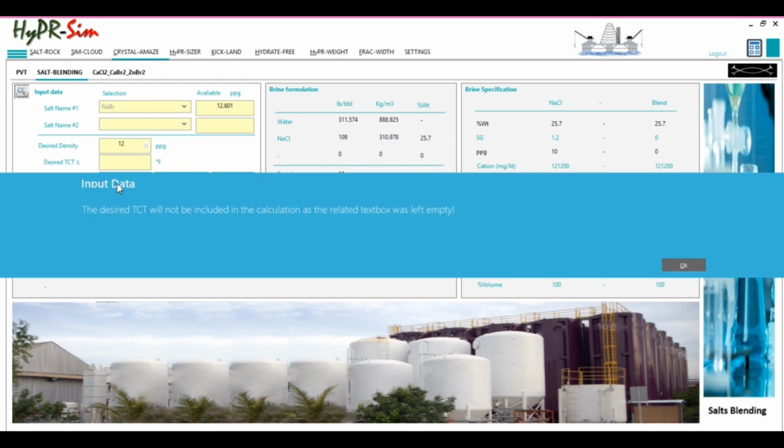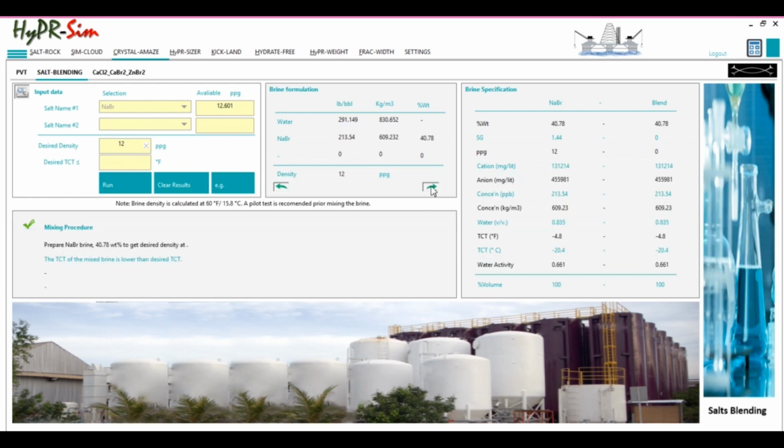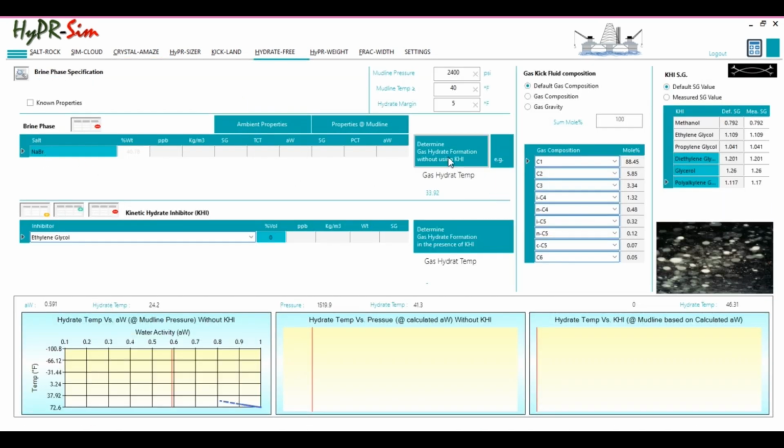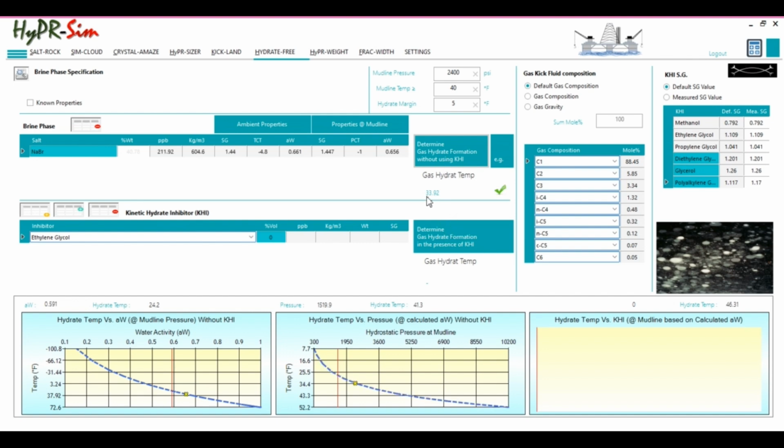Run the simulation. Transfer the brine data into HYDRATE-FREE. Click the Determine Gas Hydrate button. The results indicate that sodium bromide at approximately 12 ppg, 41% by weight, can effectively mitigate the gas hydrate problem under the given conditions without the need for adding any KHI.